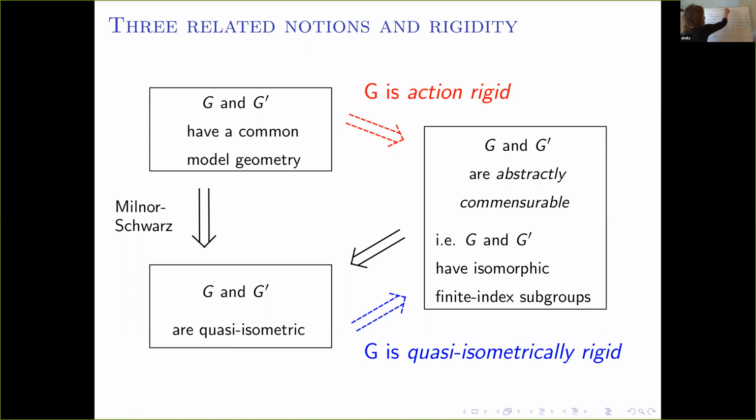So we say a group G is action rigid if whenever G prime is a group that shares a common model geometry with G, that implies the groups G and G prime are abstractly commensurable. So in both cases, algebraic information is deduced from some geometric information. And if a group is quasi-isometrically rigid, it's automatically action rigid by Milnor-Schwarz.